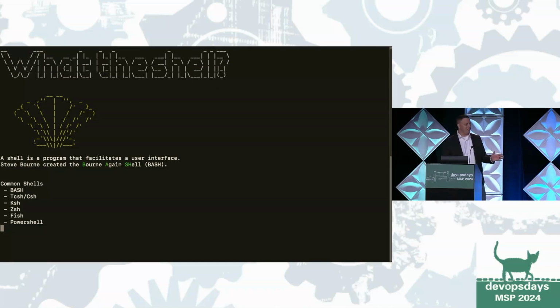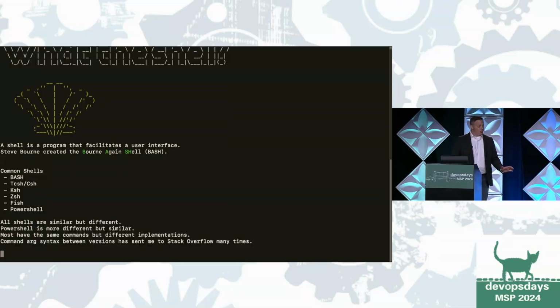So what is a shell? Well, a shell is a program that facilitates a user interface. Steve Bourne created Bash, probably the most popular one. If people think shell script, they think Bash, even though they don't usually use it. The Bourne Again shell. Other common shells are T shell, C shell, K shell, and Z shell, which is the default for Macs. Fish, the friendly interactive shell, is pretty popular, and then PowerShell if you don't use Linux.